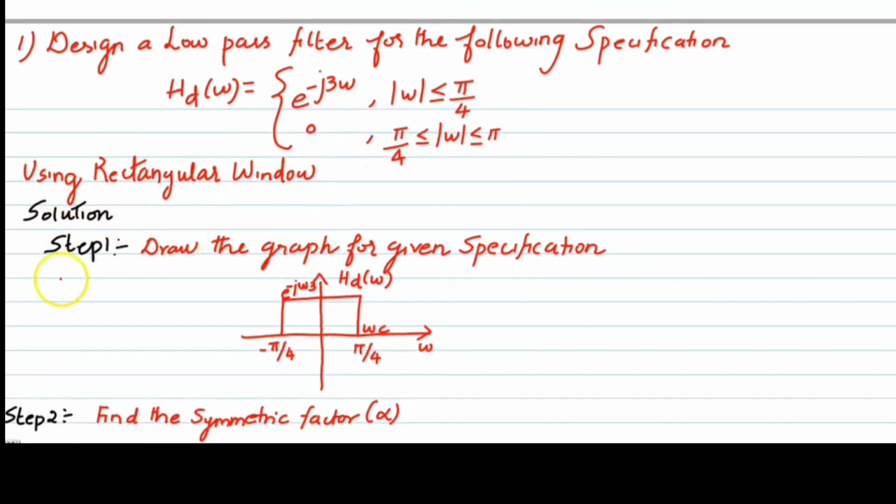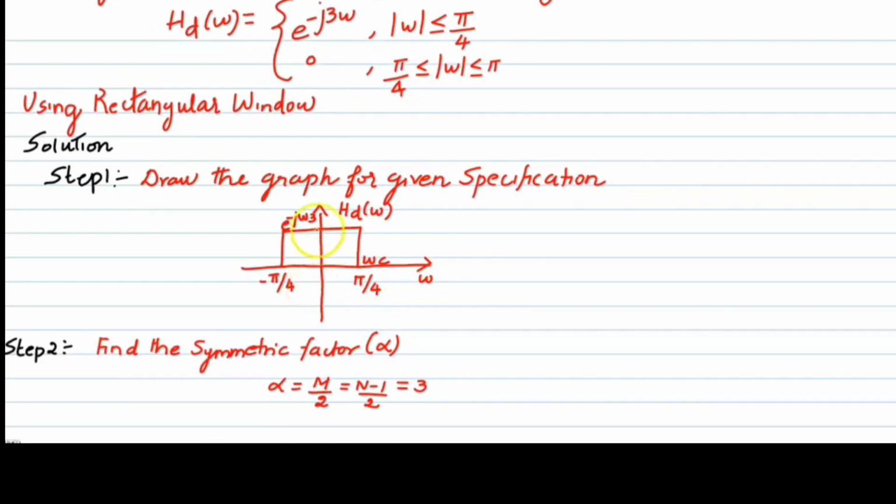For this one, the solution: the first step is to draw the graph for the given sequence. You have to draw the graph like this. You can see the cutoff frequency, omega c, is ranging from minus pi by 4 to pi by 4. This portion represents a low pass filter. Similarly, if they give a high pass filter, you have to draw it differently, and the cutoff frequency also varies, right?